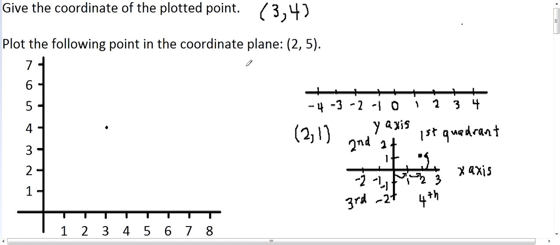Next, we want to plot the following point in the coordinate plane. The point is 2, 5. So once again, we treat this as a set of directions. We start from the origin, move to the right by 2 units, and then move up 5 units. 1, 2, 3, 4, 5. So when we plot this point, it will be located somewhere around here, 2 units to the right and 5 units up starting from the origin.